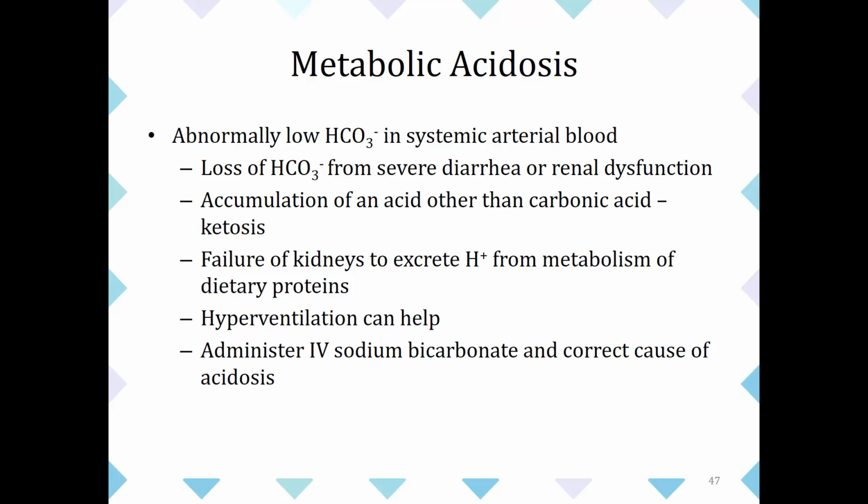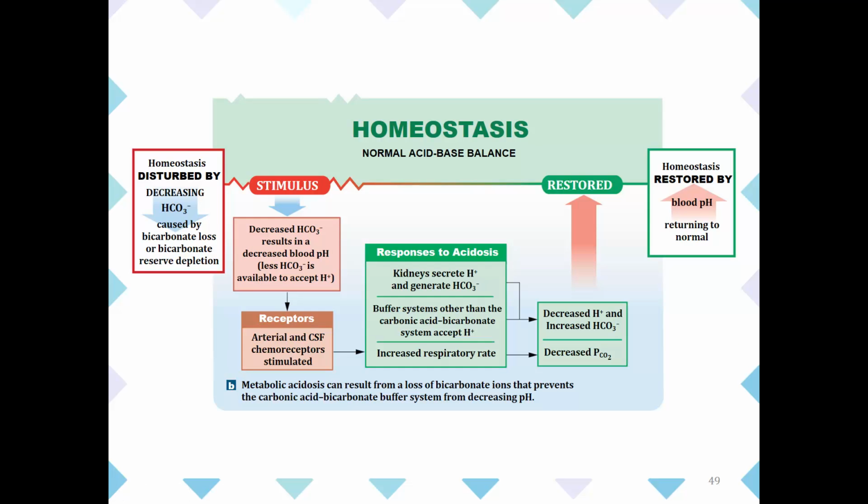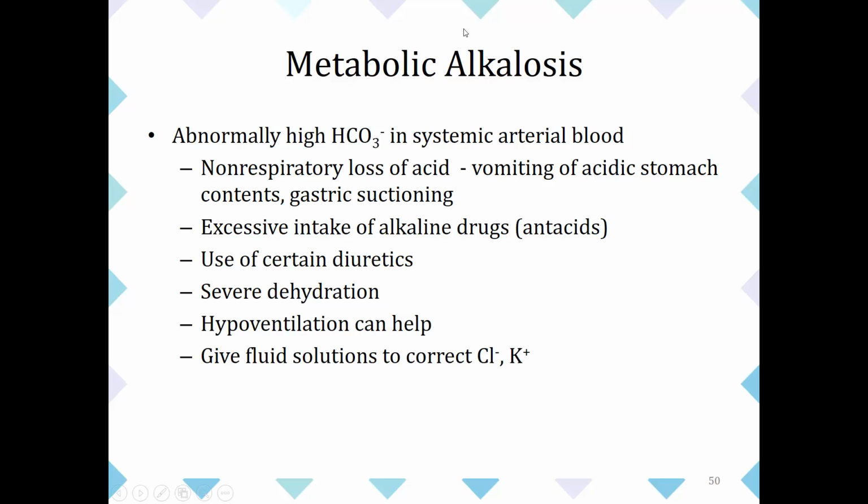Now, the other types of acidosis and alkalosis are metabolic acidosis and alkalosis. Metabolic acidosis is when we lose too much bicarbonate. This can be from something like severe diarrhea or renal dysfunction. Hyperventilation can help, but then we want to do something long-term to help correct the cause of acidosis. And then metabolic alkalosis is where we end up with too much bicarbonate.